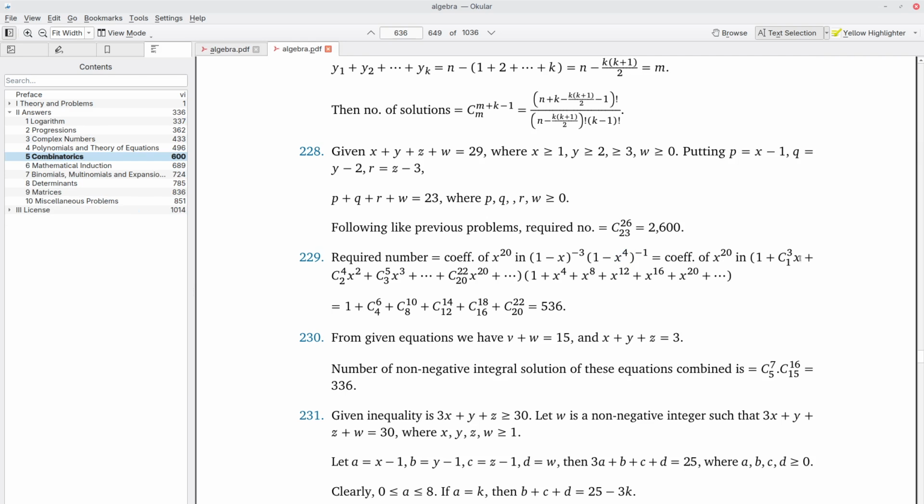Now this is equal to the coefficient of x to the power 20 in 1 plus 3C1 x plus 4C2 x squared, and so on through 22C20 x to the power 20. We don't consider terms after x to the power 20 here. Similarly, we expand the second one till x to the power 20, and we multiply and take coefficients whose other factor, that is the power of x, is less than 20, and we get 1 plus 6C4 plus 10C8 plus 14C12 plus 18C16 plus 22C20, that is 36.